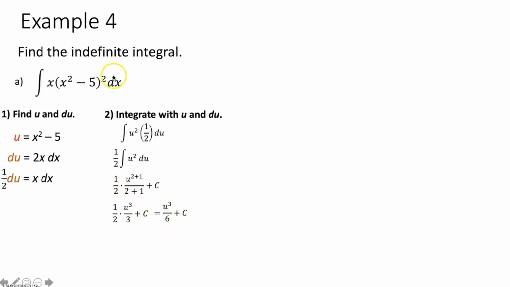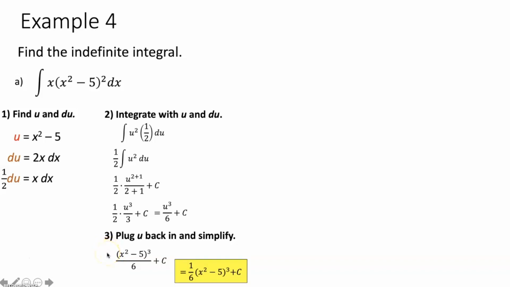Now all I have to do to evaluate this integral up here is take what I set u equal to, x squared minus 5, and plug it back in for u. When I do that, I can write this as my answer, or if I want to make it look a little neater, I can take this divided by 6 and rewrite it as multiplying by 1/6 out front, and I end up getting my indefinite integral.